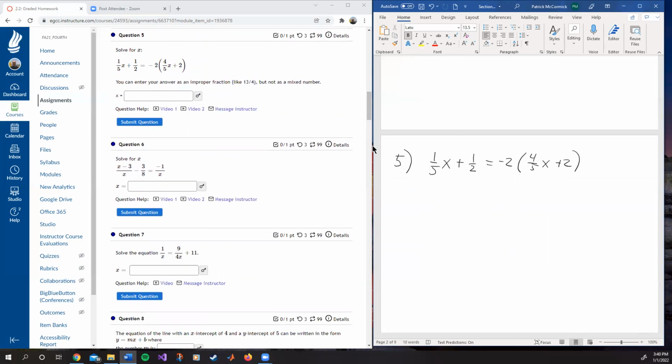All right. So before I clear these fractions, I'm going to distribute this 2 through. So I get rid of that. So I got 1/5 x plus 1/2. So this would give me -8/5 x minus 4. Now let's clear the fractions. So my denominators are 5 and 2. So another 5 over here. So the LCM would be 10. So multiply both sides by 10. Again, watch out. Be sure you do both sides.